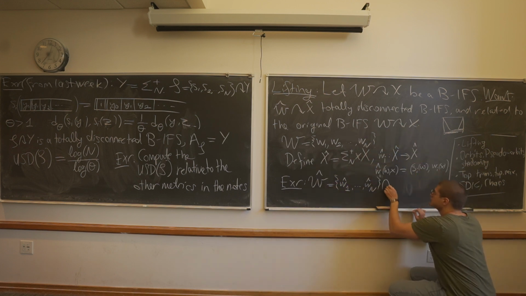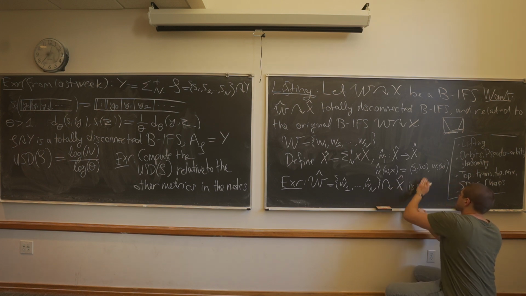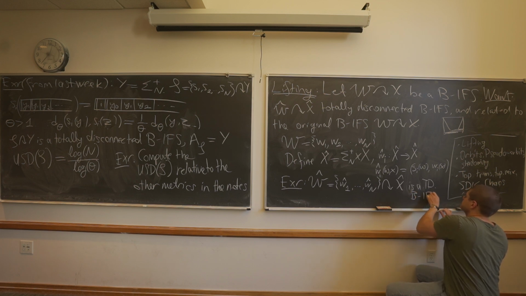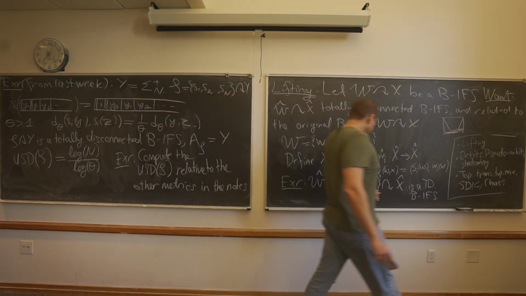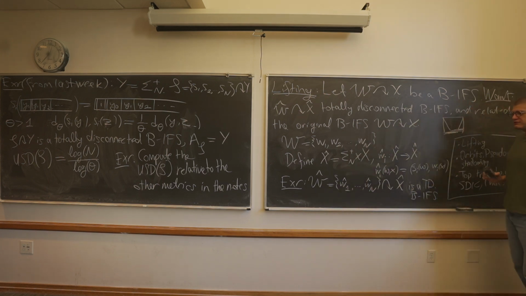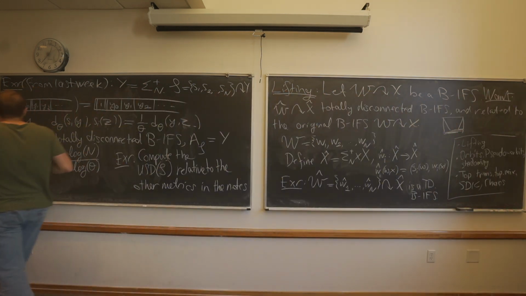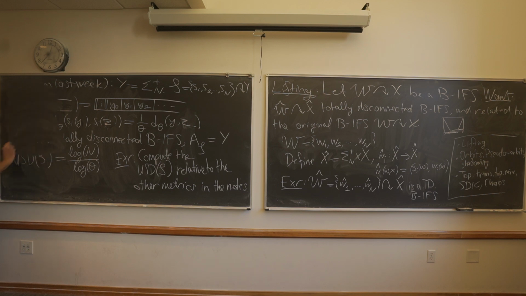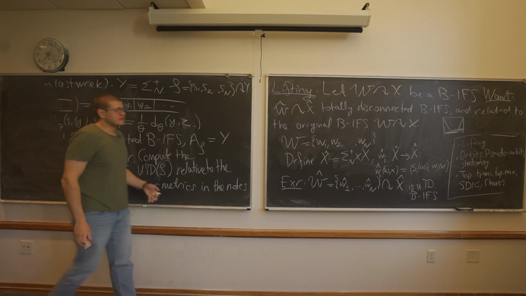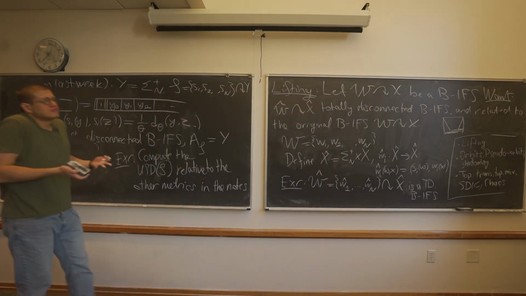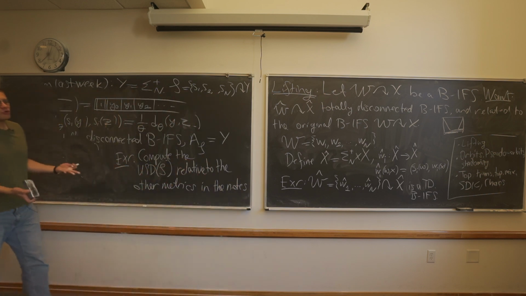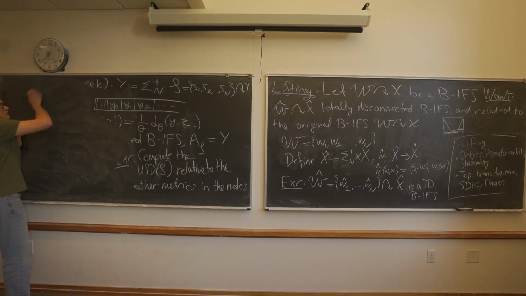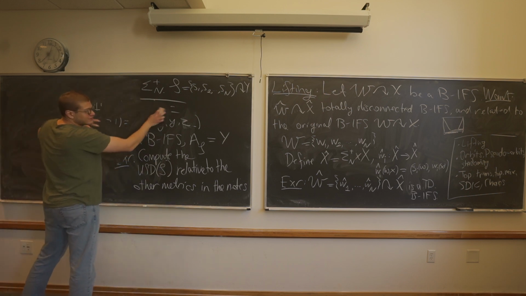This, acting on X hat, is a totally disconnected B-IFS. Okay. If it is totally disconnected, well, let's say this first. This is a B-IFS in its own right, which means that it has its own coding map, which is different from the coding map of this guy. And that coding map is a homeomorphism. I didn't know if the coding map of the original B-IFS was a homeomorphism, because that's the total disconnectedness property. But since I know, after this exercise, that this new B-IFS is totally disconnected, its coding map has to be a homeomorphism. Which means that there's a shift dynamics on X hat, or rather the attractor of W hat.